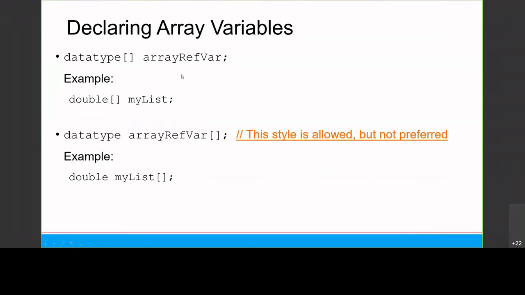Okay. We can declare the array variables using the data type with the square bracket. So the square bracket after the data type represents that I want to have a variable and the variable will be an array. So I have double with square bracket and then I have a name, myList. Then this is a variable myList and the myList will be an array.